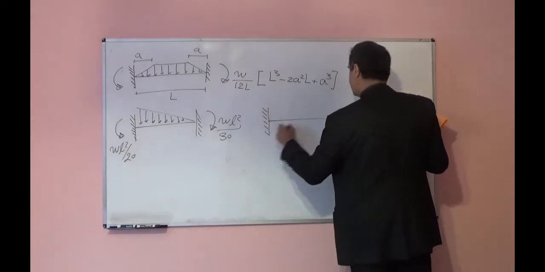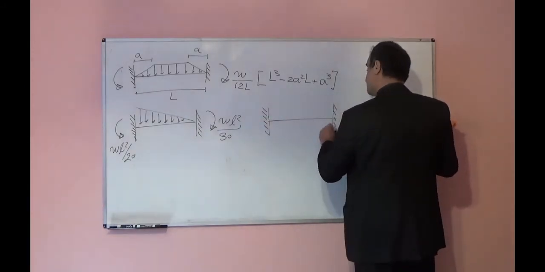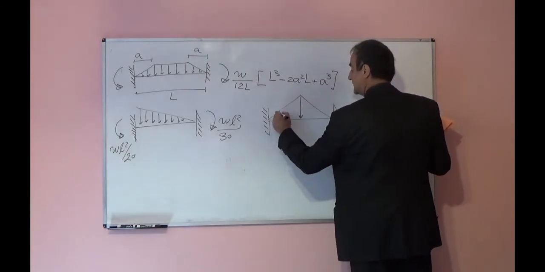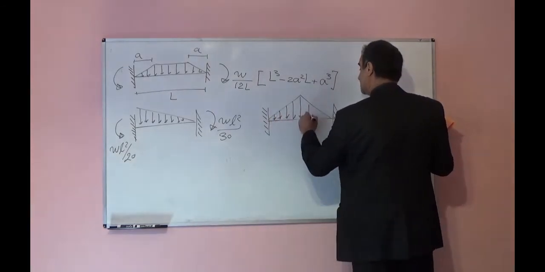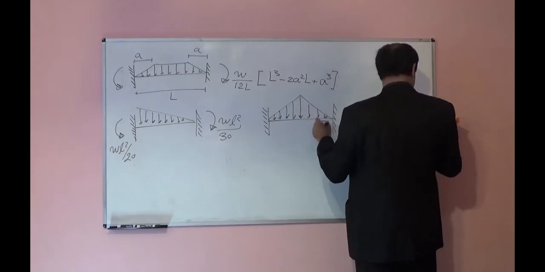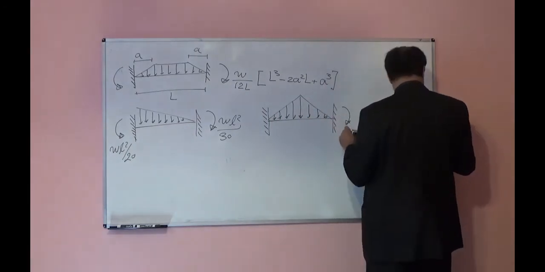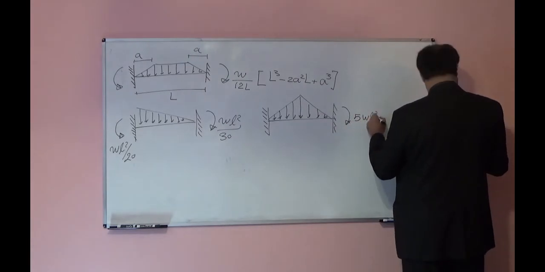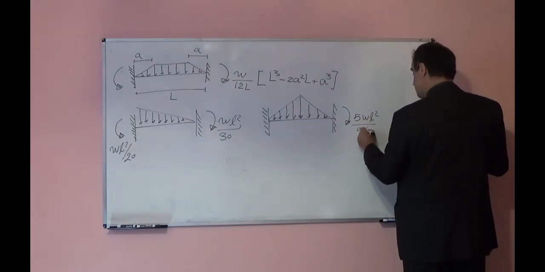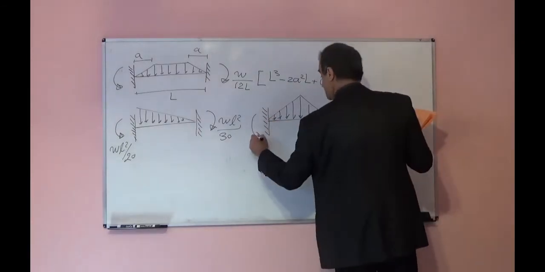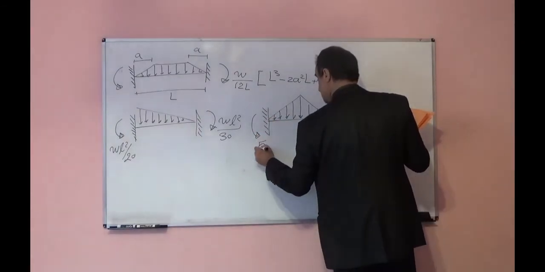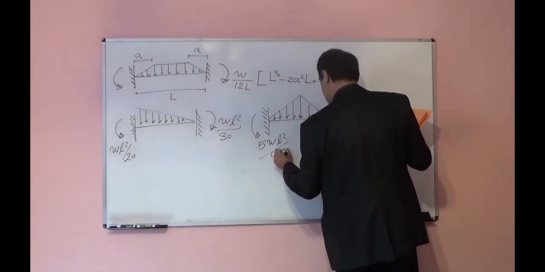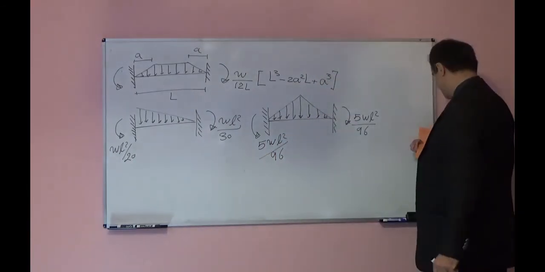If we have this kind of loading, and you see it is symmetrical, for this case it will be 5 W L squared over 96. Both should be equal, 5 W L squared over 96.